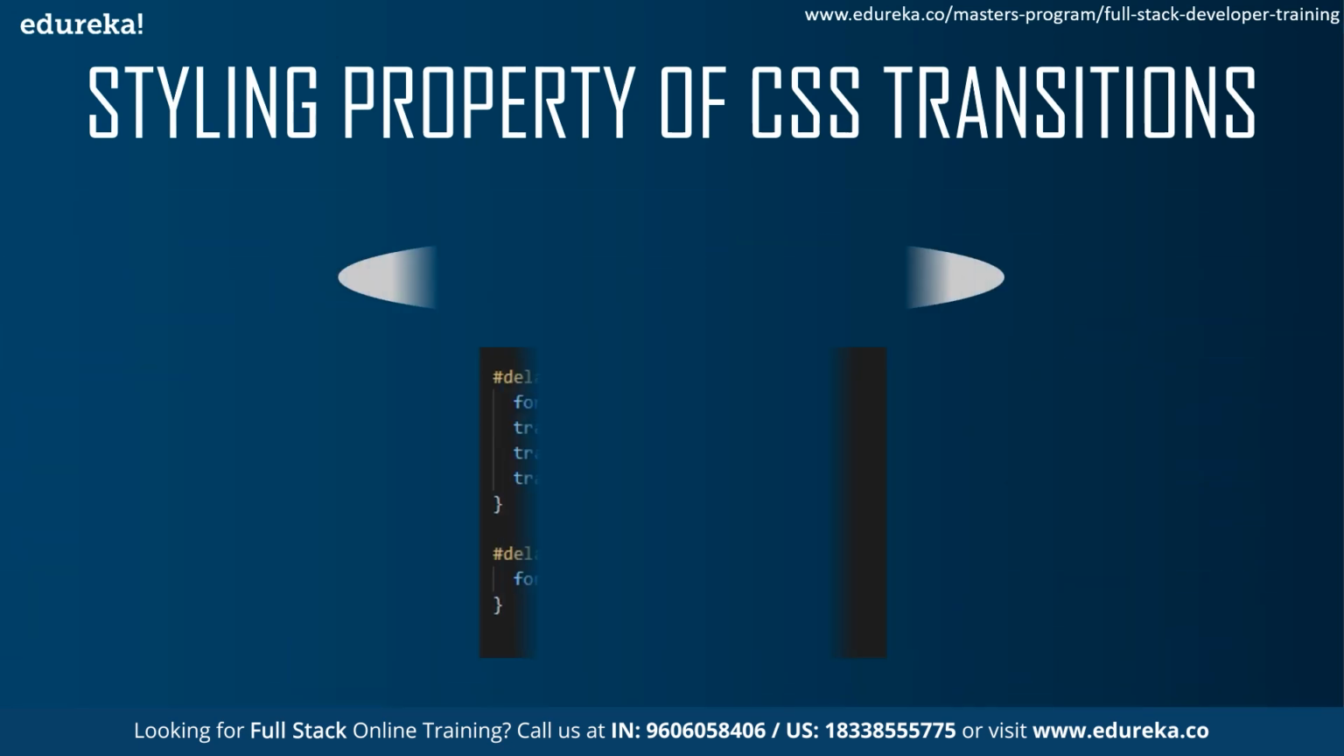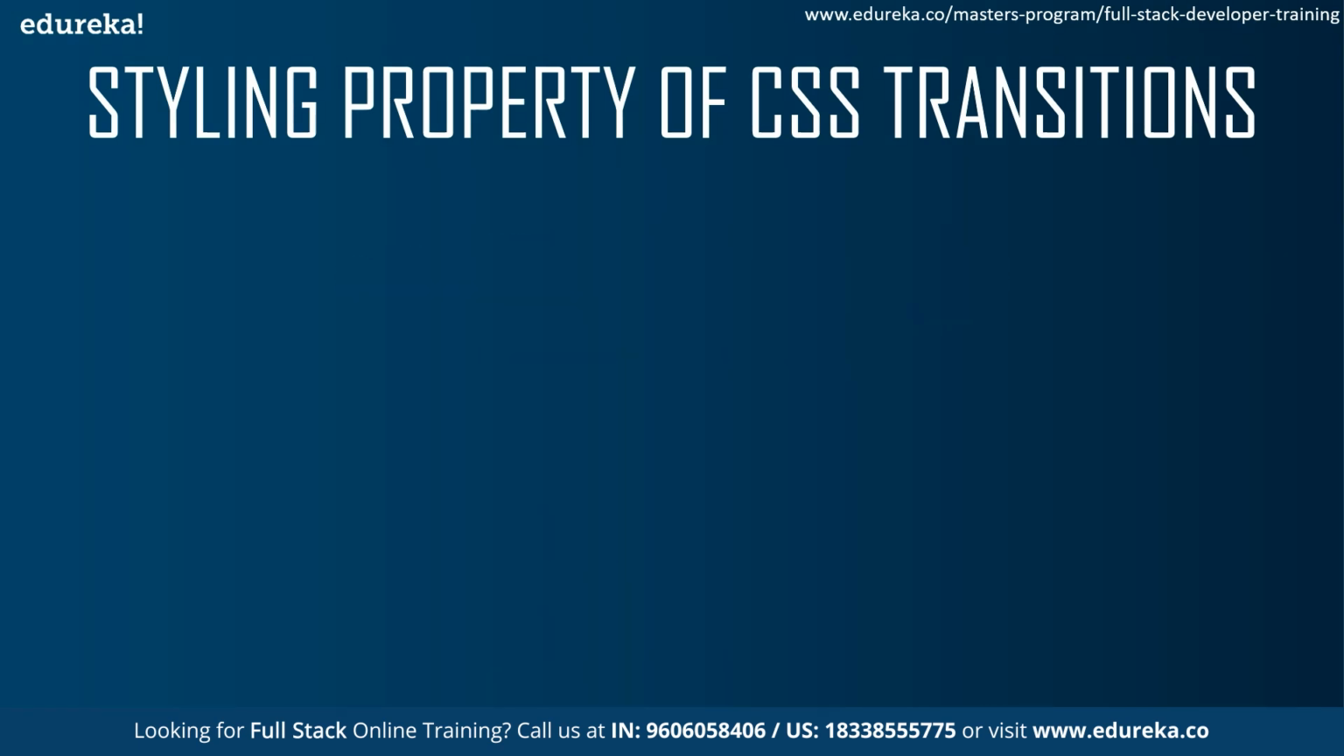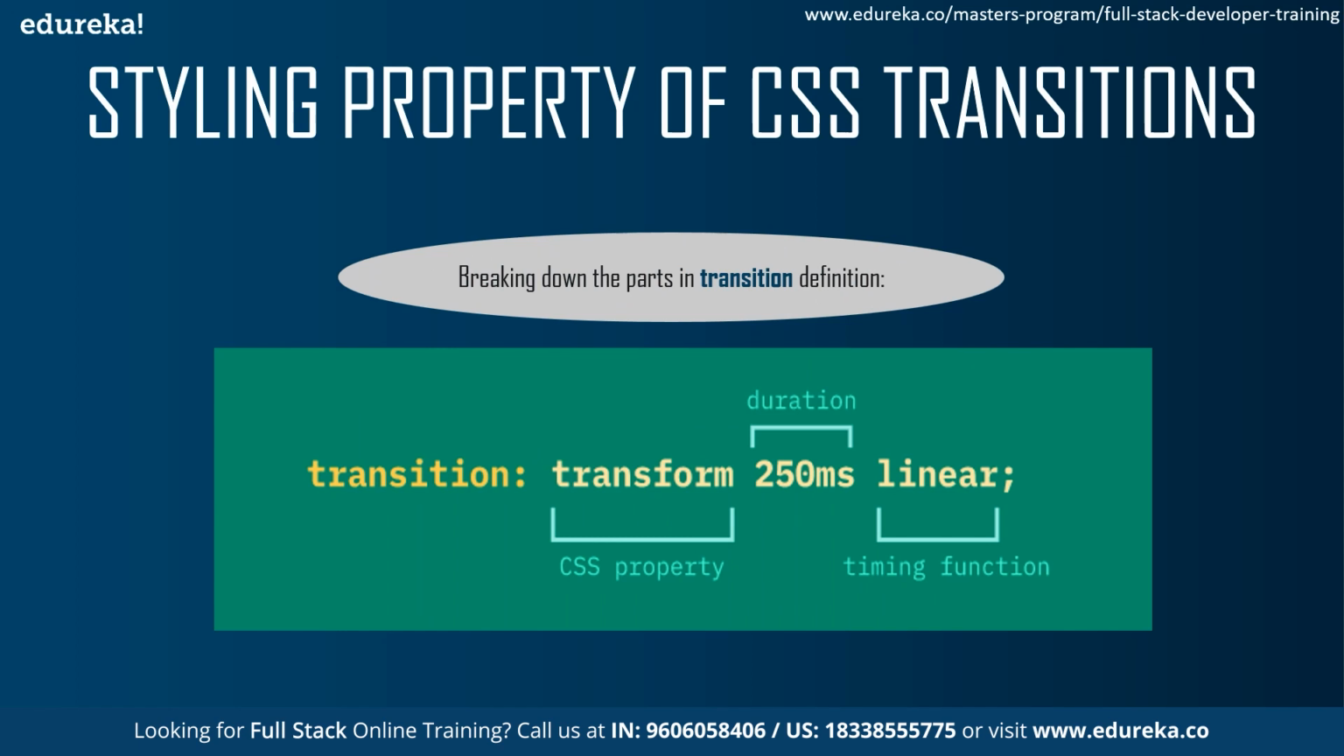Now next, we'll look into some examples. Here's an example indicating all the properties we have just learned. As you can see here, we define the transition property as font size, and duration and delay in seconds. Your font size will be in pixels. Now if we break it down to get a property formula for your transitions, you can take a look here. Transform here is a CSS property, while 250 milliseconds is your duration and the timing function is linear.